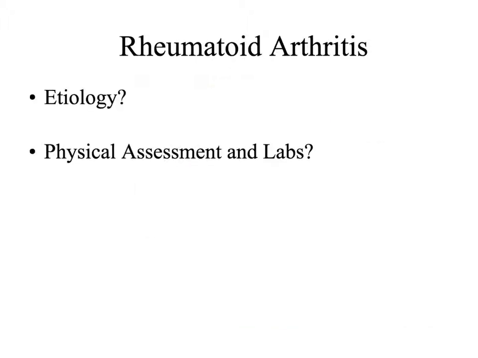The cause of rheumatoid arthritis is essentially unknown. Again, it's like those autoimmune disorders where we don't know what causes them. There's thought to be a genetic link or an environmental link, but it has not been proven.